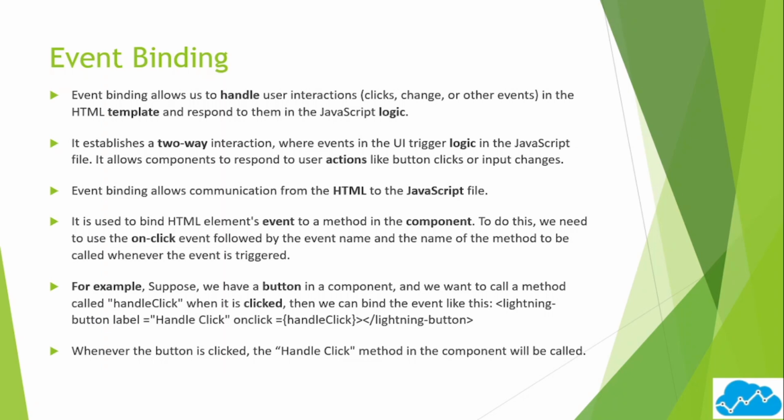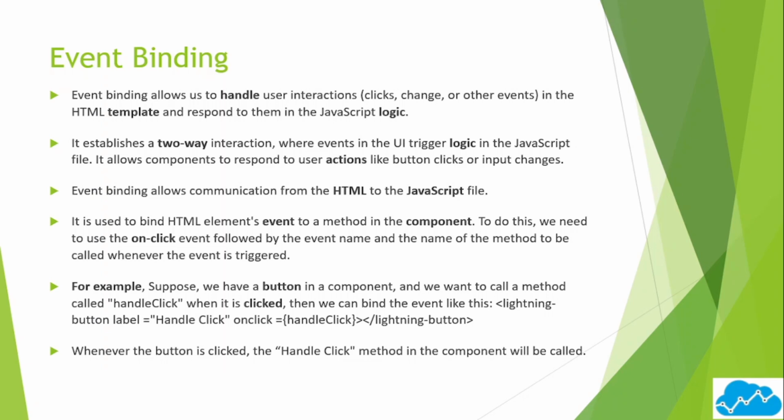Lightning Web Component does not give default functionality to perform two-way communication, but by creating event handlers or events, we can perform two-way communication. Event binding allows communication from HTML to the JavaScript file. So property binding is from JavaScript to HTML, but event binding allows communication from the HTML template to the JavaScript file or controller. It is used to bind HTML element events to a method in the component.